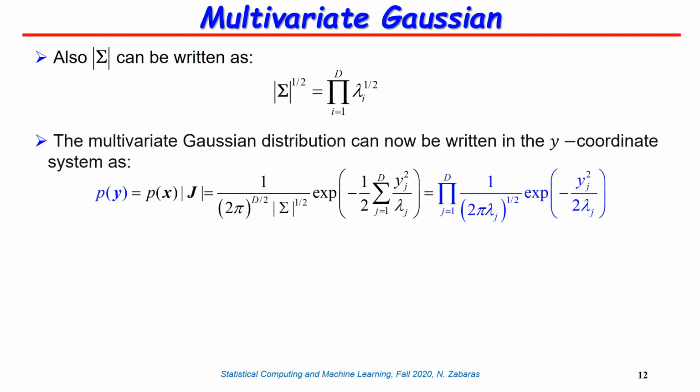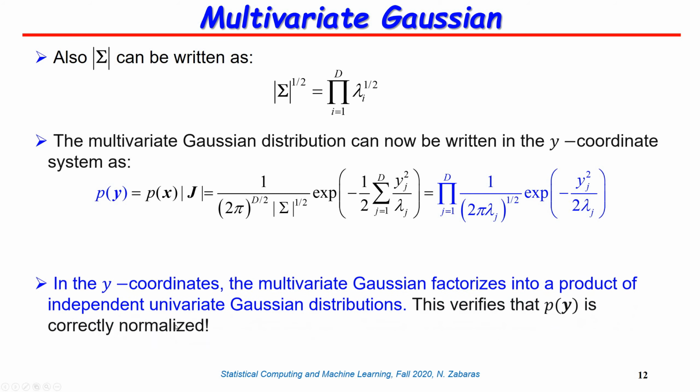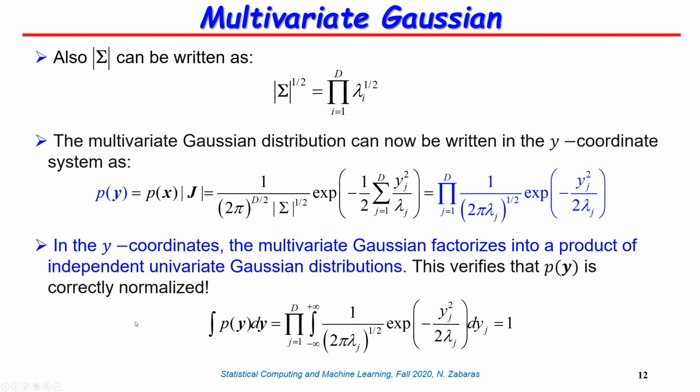So I can remove the summation and replace it with a product, and then by a miracle of algebra, you can see that the probability density of y is the product of d probability densities of univariate Gaussians, each of them with variance lambda j, and mean value equal to 0. And because these univariate Gaussians are already normalized, I don't really have to convince you that P of y is normalized itself.